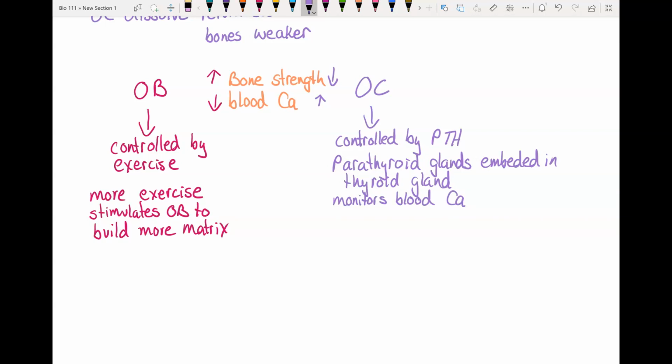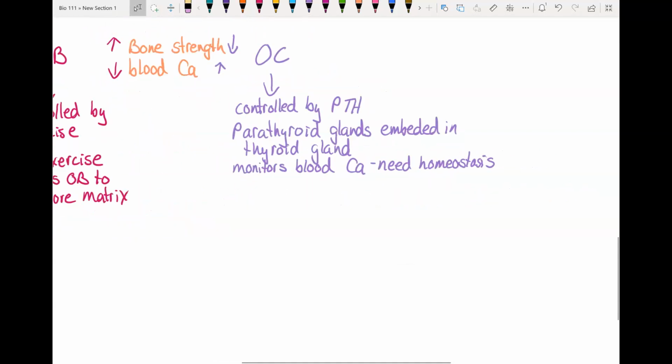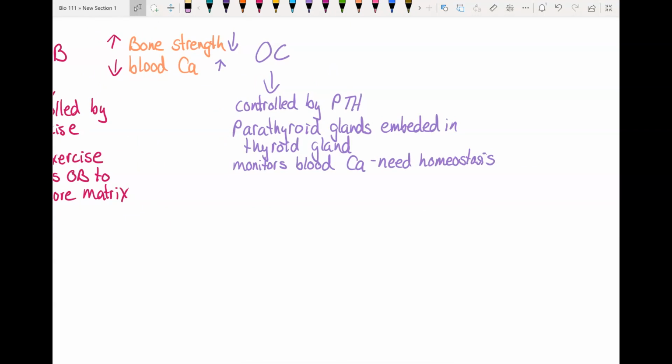And its job is to keep you at homeostasis. You need homeostasis of blood calcium. So it's very important you keep enough calcium in the blood. The reasons why you need to have calcium in your blood is for your heart to beat, for your neurons to work, for your muscles to contract, and in order to form blood clots. These four things depend on having the homeostasis level of calcium.